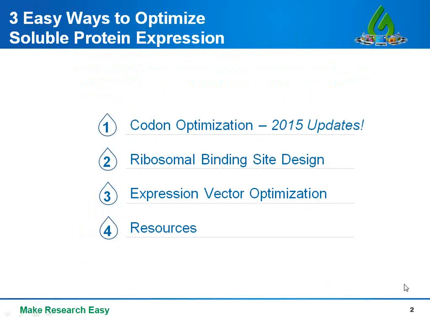Okay, so my goal today is to introduce you to 3 easy ways to improve your yield of soluble protein. The first is codon optimization, which can be used in any expression host system. And I'll spend the most time on this because I'm really excited to let you know about some updates that we've made recently to our algorithm for E. coli expression. The second tool I'll talk about, ribosome binding site design, is only going to be useful for those of you who are doing prokaryotic expression systems, such as E. coli. The third topic, which again applies to any expression host, is optimizing your expression vector.